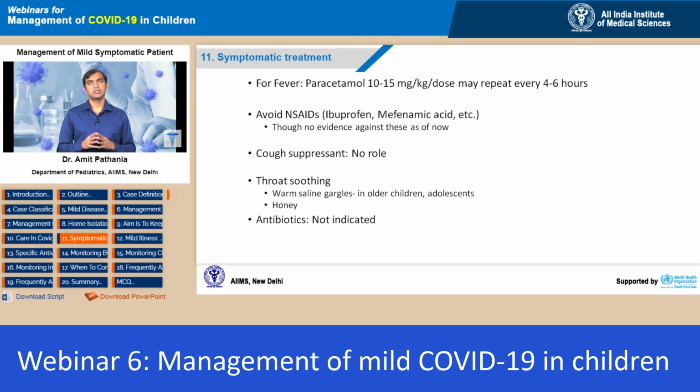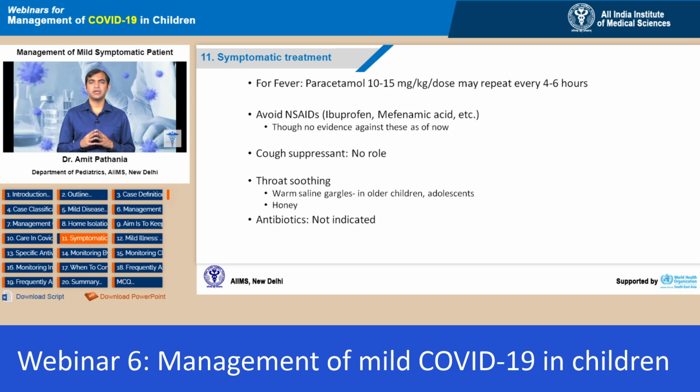Treatment is mainly symptomatic. For fever, we can give paracetamol at the dose of 10 to 15 mg per kg per dose and may be repeated whenever required. NSAIDs should be avoided; although there is no evidence against these as of now, they should not be used. There is no role of cough suppressants. If throat irritation is there, then warm saline gargling may be done thrice a day. Honey is a throat soother.